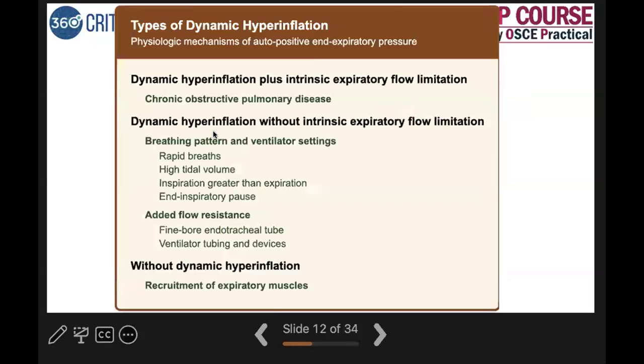Now, when we discuss dynamic hyperinflation, there are three different types of dynamic hyperinflation. First one, we saw dynamic hyperinflation with the intrinsic expiratory flow limitation. That is as in COPD patients. Obviously, the anatomic destruction is there, so they are going to have expiratory flow limitation with an intrinsic problem. The primary example for such a situation is COPD. But dynamic hyperinflation can happen without intrinsic expiratory flow limitation also.